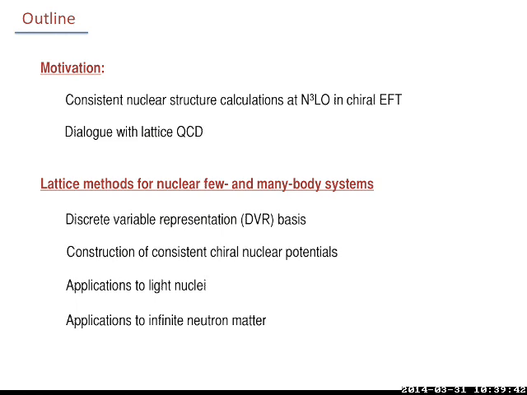So formally, these lattice methods are grounded in the so-called discrete variable representation basis. So in the second part of the talk, I'll describe the main features of this formalism, as well as some recent efforts we've done to construct chiral nuclear potentials that are consistent with different choices of your lattice parameters. And then finally, in the last part of the talk, I'll look at some initial applications to light nuclei and then also infinite neutron matter.